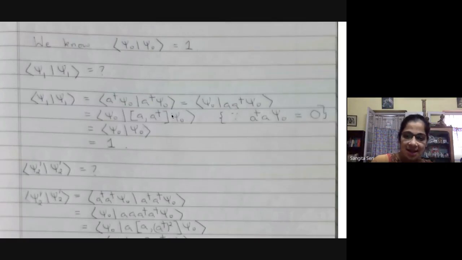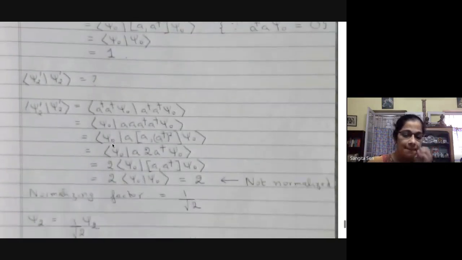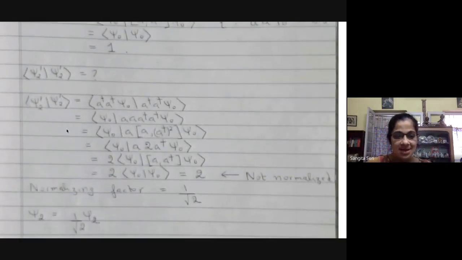So when I write that, I can change it to the a, a dagger commutator. Since I know the value of that to be 1, I get psi0 with psi0. Since we have normalized psi0, the first excited state is also normalized. But when we do the second one, it's again the same principle.